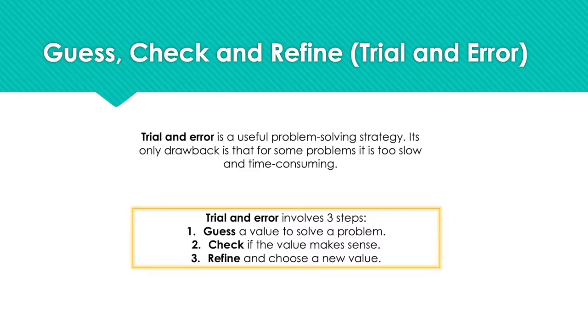So it involves 3 steps. We guess a value to solve our problem, check to see if the value makes sense and solves the problem, and then refine means choosing a new value if it didn't work out the first time.